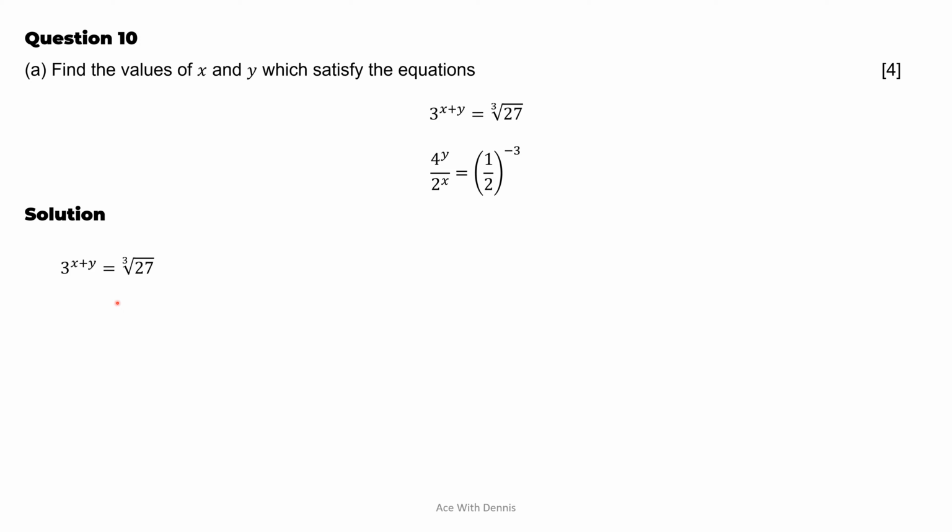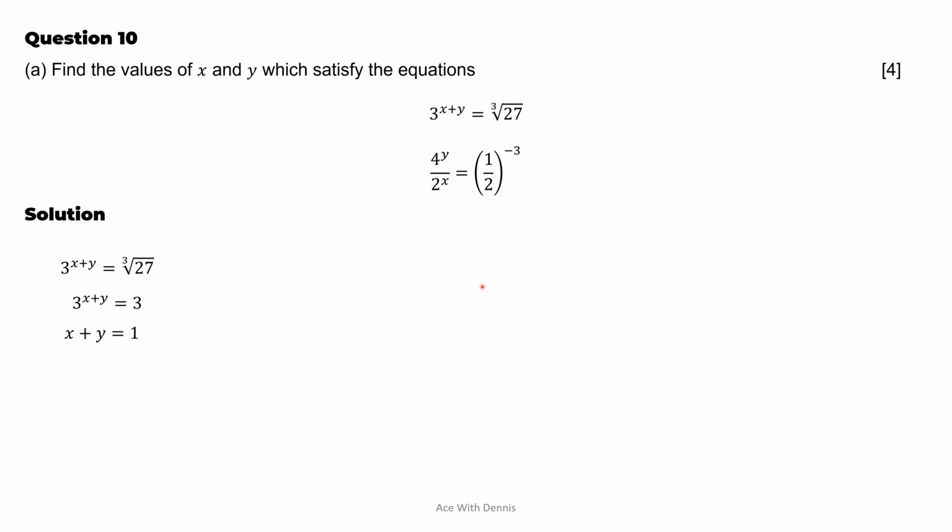So the first equation is 3 to the power x plus y equals cube root of 27. So cube root of 27 is 3. Therefore, the equation becomes 3 to the power x plus y equals 3. Now, the left-hand side and the right-hand side have the same base. Then we can compare the powers, which is x plus y equals 1.